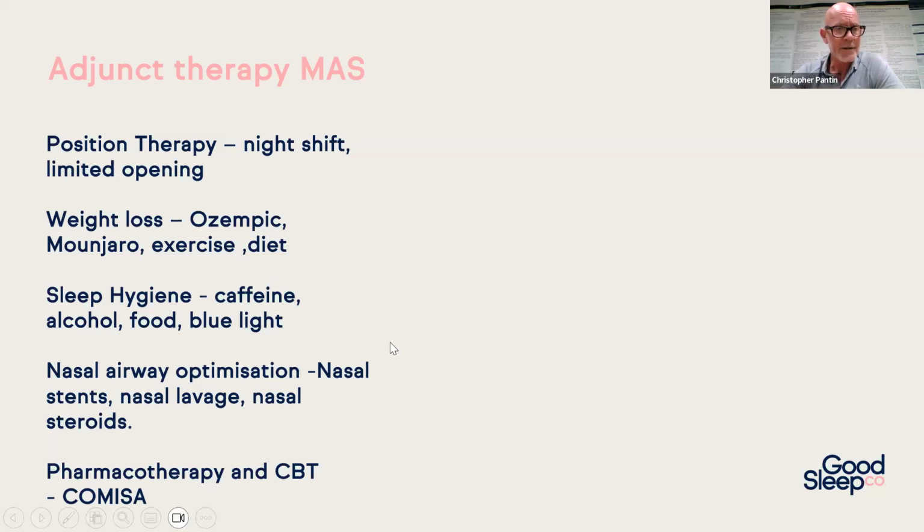Then we've got sleep hygiene. So no caffeine before bed, alcohol, no blue light, so turn off all the technology. Nasal airway optimization, which is absolutely critical for either CPAP or splint. That can be done with nasal stents, like Mute. Then nasal lavage, which is salt water and bicarb, rinsing out the nose to take away inflammation, mainly for allergic rhinitis, I guess. And then nasal steroids if you have to.